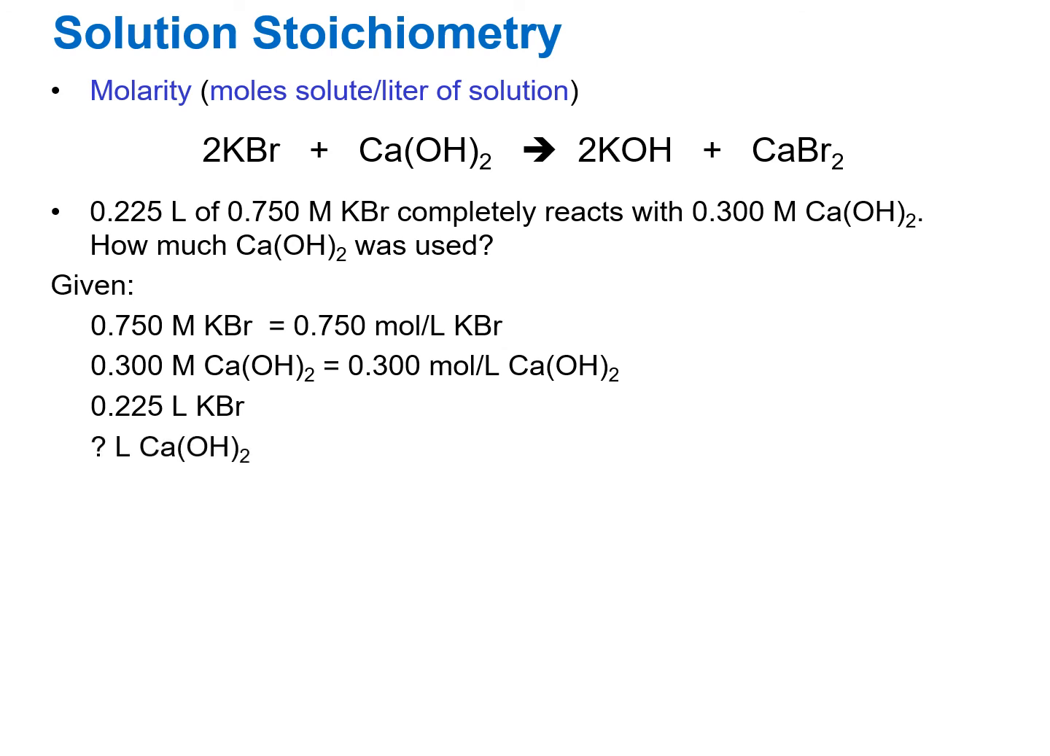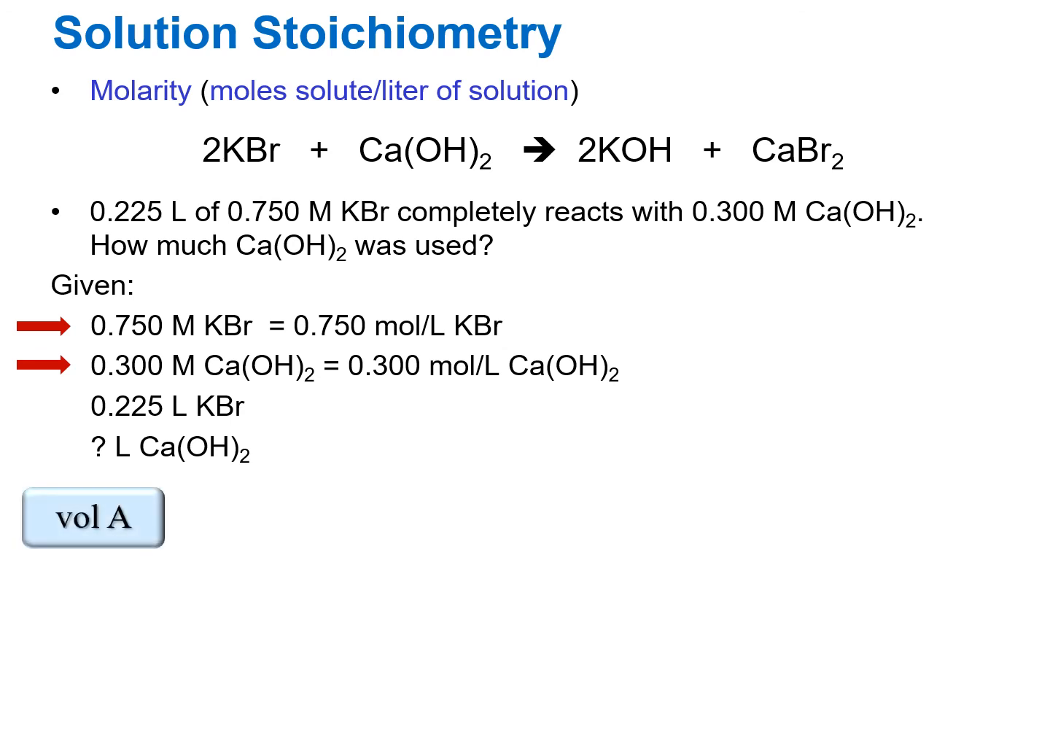And what we're being asked is how many liters of calcium hydroxide were utilized to interact with our 0.225 liters of potassium bromide. Now, as we're thinking about how to set this equation up, keep in mind that these two pieces of information up here are going to be utilized as conversion factors. So what is going to be our solution's path here?